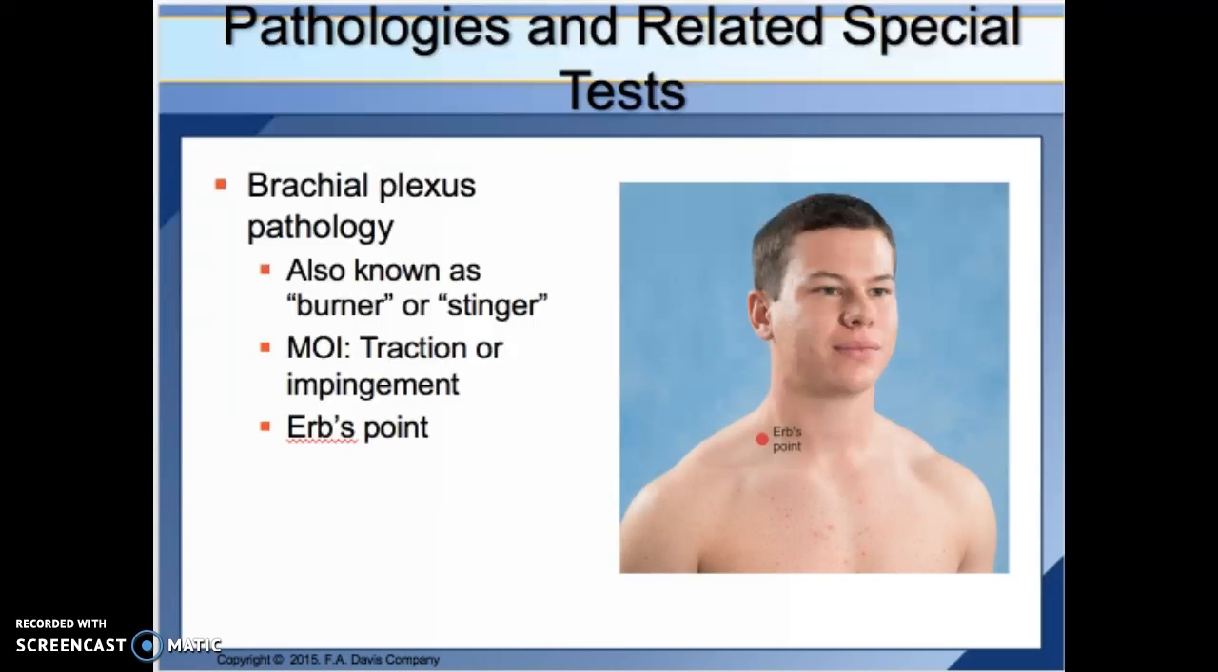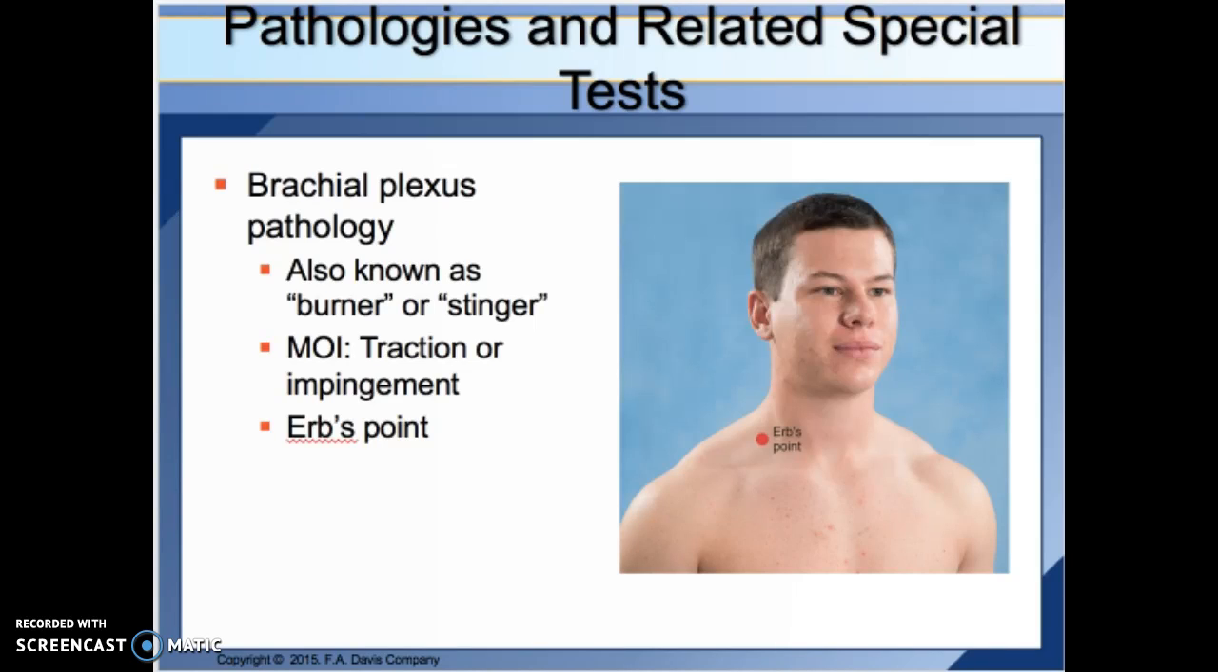All right, this is part 2 of the cervical and thoracic spine assessment, and we're going to pick up with our pathologies and the special tests that we would use to evaluate for those pathologies. Brachial plexus pathology is the first one we'll talk about. This is known as a burner or stinger.